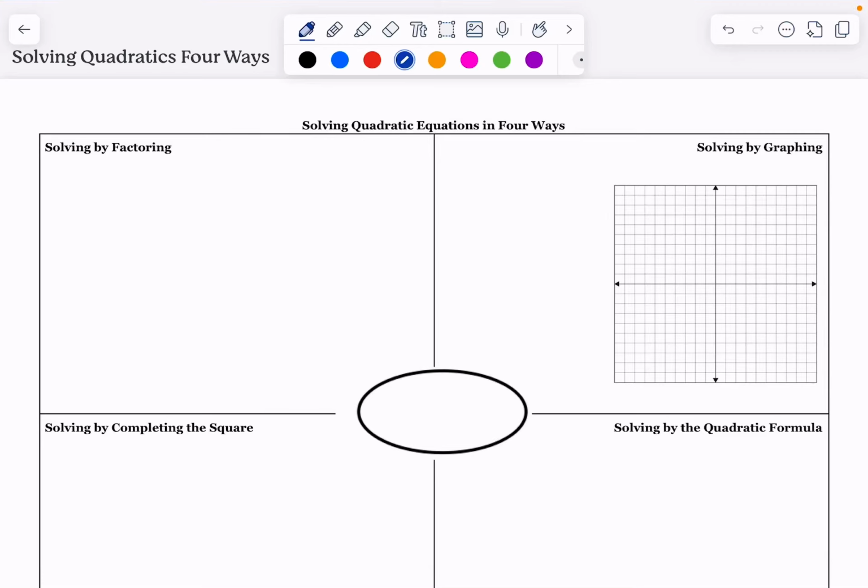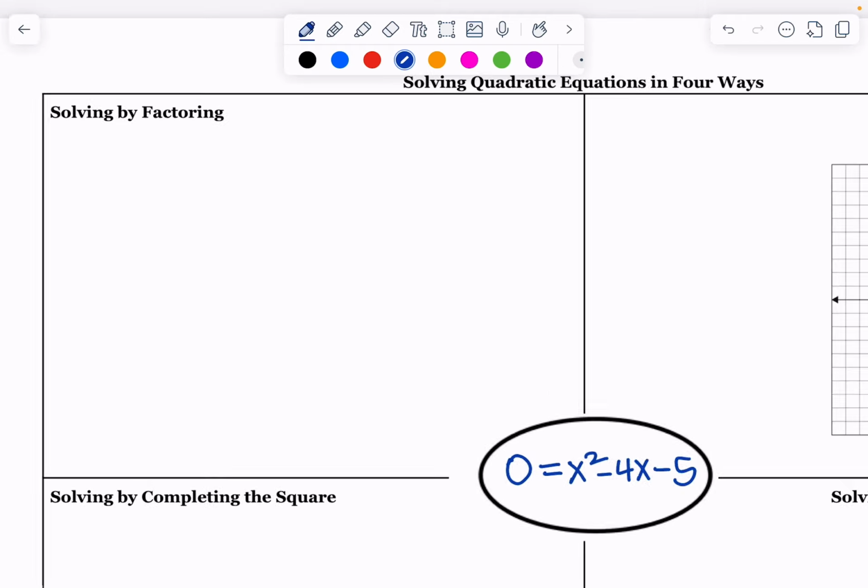In this video, we are going to be solving a quadratic equation in 4 different ways. We are going to be solving by factoring, graphing, completing the square, and the quadratic formula. The equation that we're going to solve for this video is 0 equals x squared minus 4x minus 5. We're going to start with factoring.